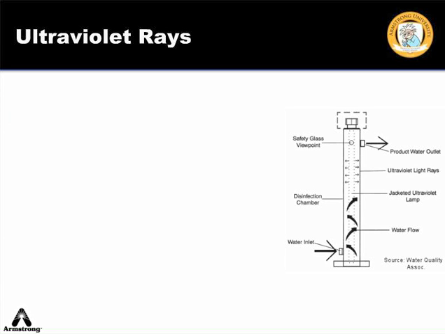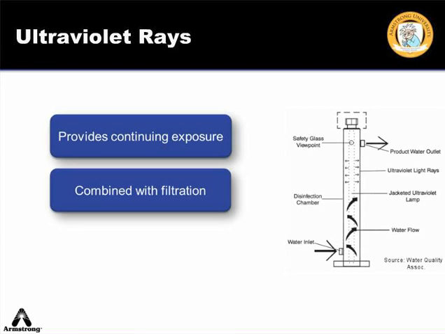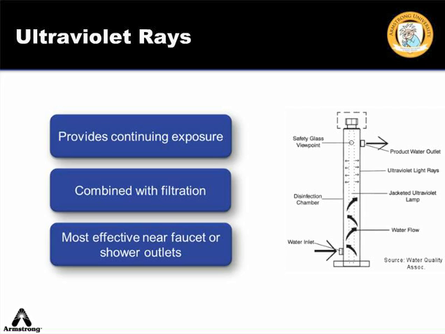UV light has been used for Legionella control, particularly in recirculating hot water systems, to provide continuing exposure. UV treatment for Legionella is usually carried out in combination with filtration to assure water clarity so that UV exposure will not be reduced. Because there can be regrowth of Legionella in a pipe following exposure to UV, it is most effective when installed near faucet or shower outlets. UV is sometimes used in combination with routine chlorination to suppress or prevent regrowth.